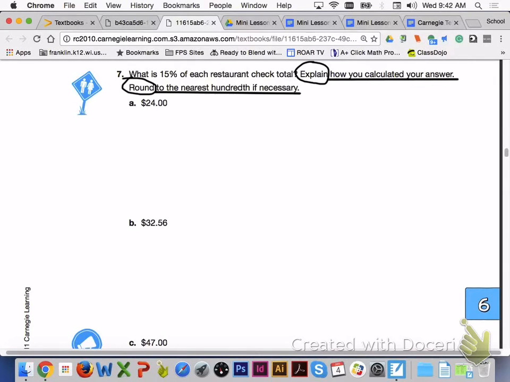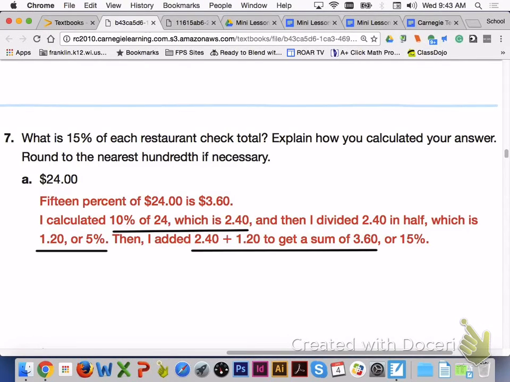Please answer number 7, letters A through C, with your group members. For number 7, letter A, 10% of 24 would be $2.40. 5% then would be $1.20. If you add those together, you're going to get $3.60. So 15% of $24 is $3.60.